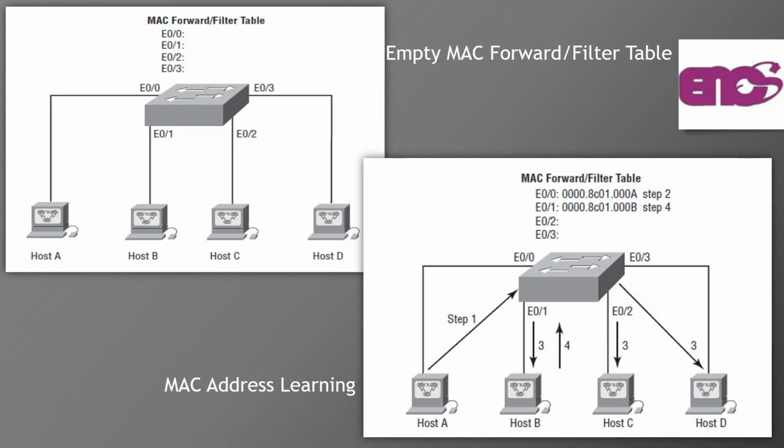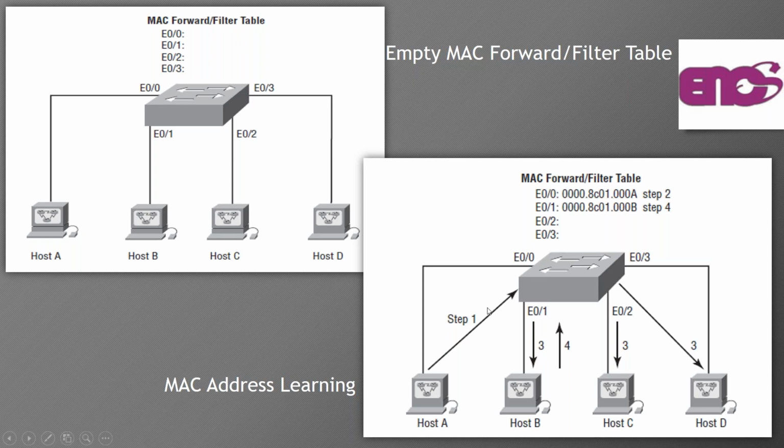So let me give an example. If you look at this switch here, its MAC address table, or MAC forward filter table, is empty. It doesn't know that host A is connected to E0/0, host B is connected to E0/1, host C is connected to E0/2, host D is connected to E0/3. It doesn't know. So it needs to be able to learn the MAC address of everybody. So how does it learn MAC addresses?